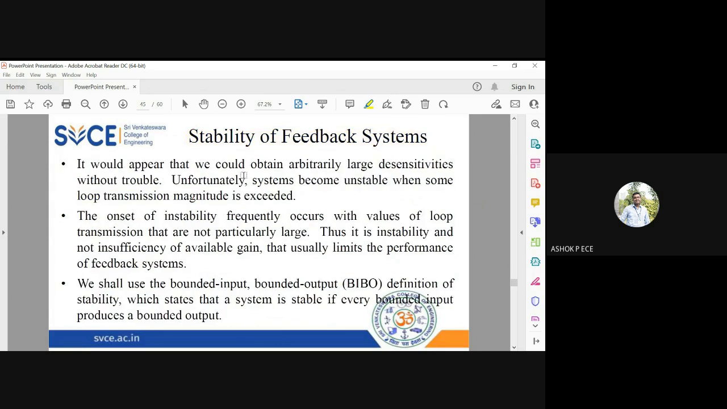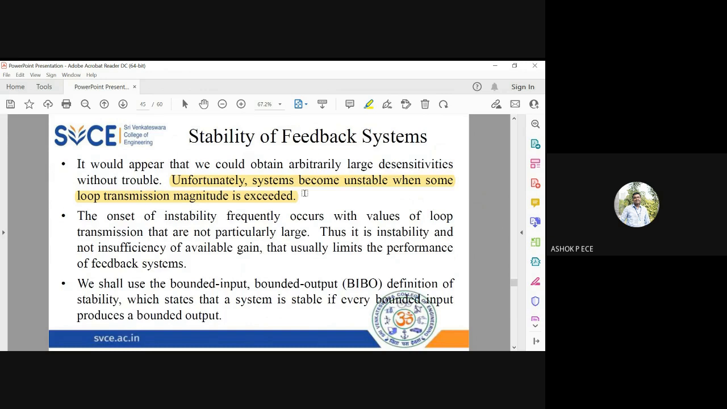So unfortunately, the system will become unstable when the magnitude is excessive. So when the magnitude goes beyond a particular value, the transistor will break down, right? The transistor will break down. It will not be able to provide the necessary amplitude, and it will start breaking down.